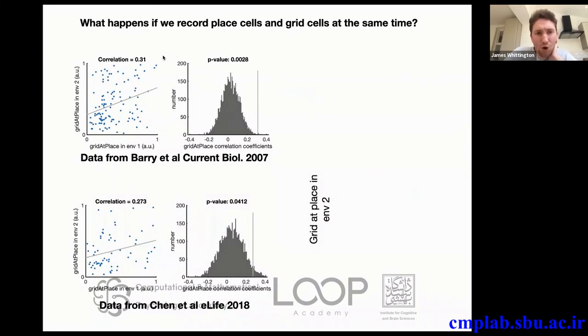Okay, so then we looked at two bits of data about this. We have one from a remapping experiment done by Caswell-Barry, which has animals in one 1 meter by 1 meter box and then moves them to another 1 meter by 1 meter box, and it simultaneously records grid cells and place cells. We get some sort of non-zero correlation, and if we run a big permutation test, it comes out very significant.